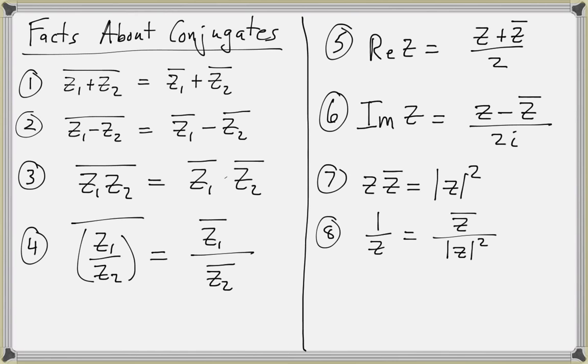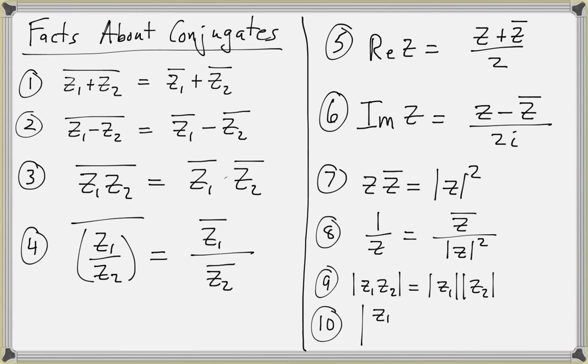The last two facts don't have conjugates in them, but I'll use conjugates to prove these facts, that the absolute value of z1 times z2 is equal to the absolute value of z1 times the absolute value of z2. And for division, this works as well. The absolute value of z1 over z2 is equal to the absolute value of z1 divided by the absolute value of z2. And this works for non-zero z2. So facts 9 and 10 don't involve conjugates, but we can use conjugates to prove them very easily.